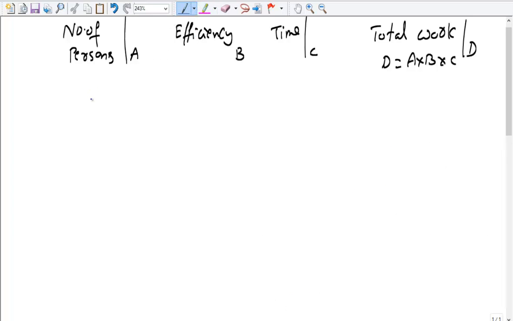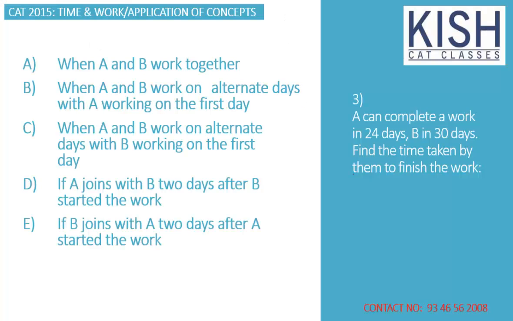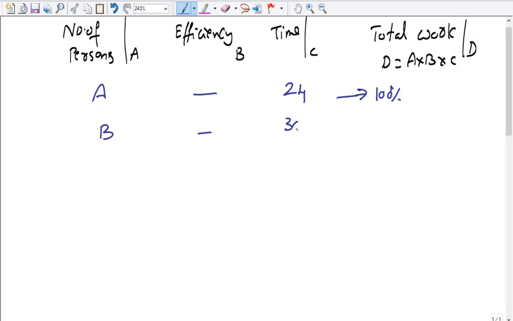Now here, A is a person, we have no idea about his efficiency. He finished the work in 24 days. It means he finished exactly 100% of the work. Now B, we have no idea of the efficiency. He finished the work in 30 days. Now to finish 100% work.